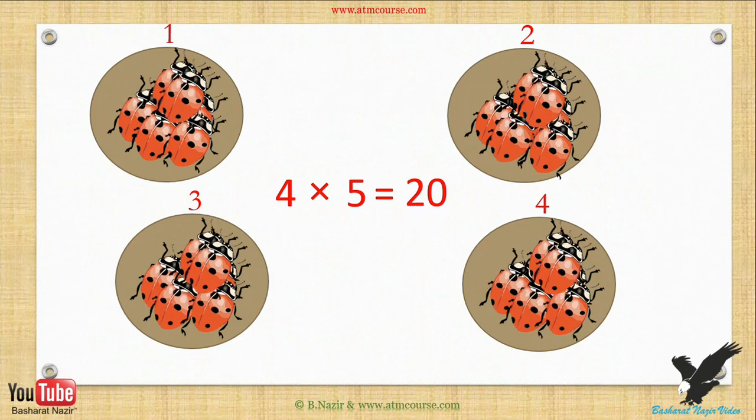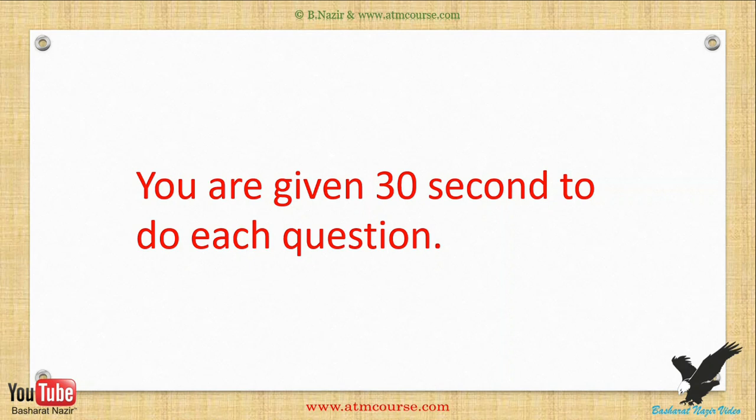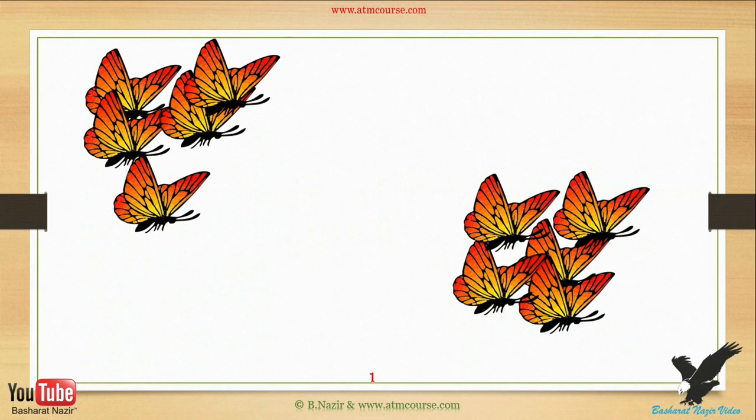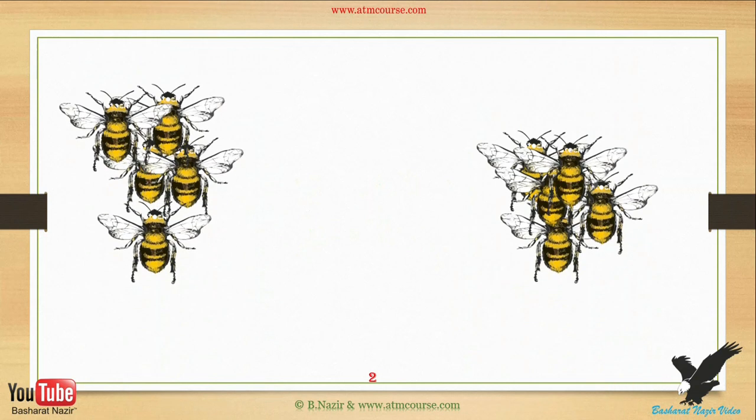Let us do an exercise on what we have just covered. You are given 30 seconds to do each question. First count the number of groups and then work out how many insects that you can see.